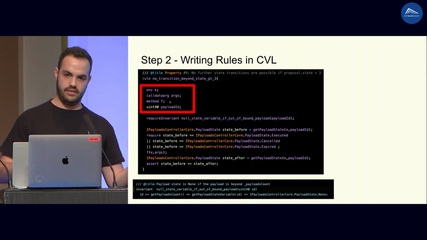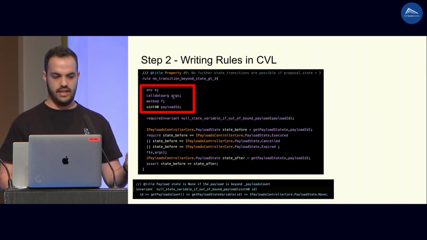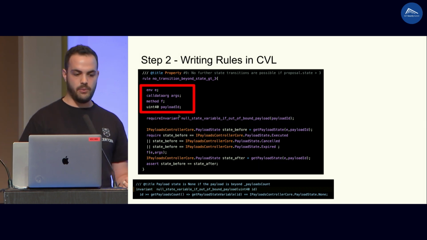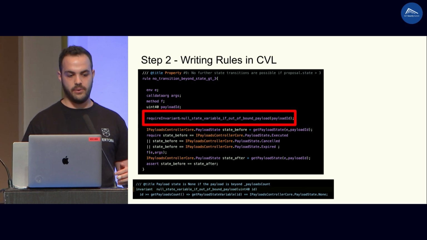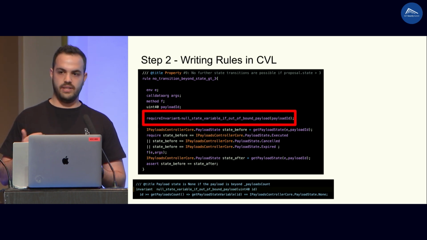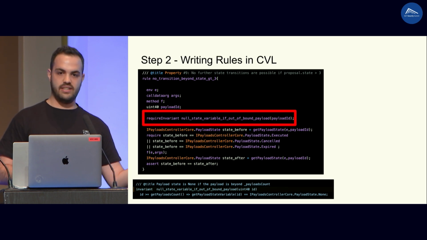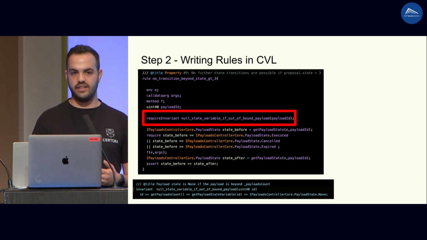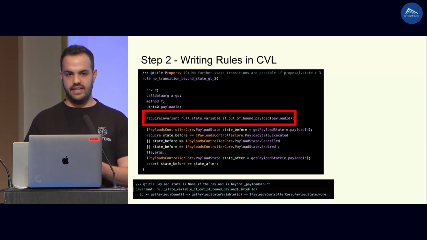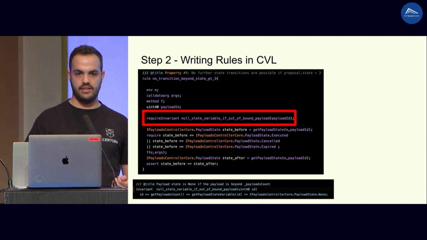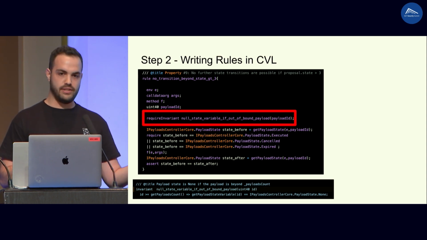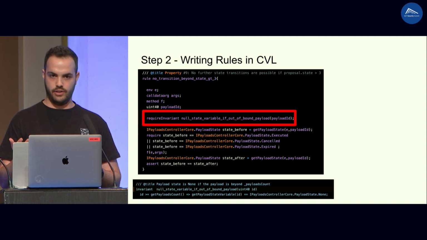The args represent any parameters, and we have the uint40, which is the payload ID, and we require invariant, which means that we tell the prover, okay, we've already proven this property. We know that if the ID is greater than the count, then the state should be none, which helps us to prove this, because without this invariant, this property can't be proven.